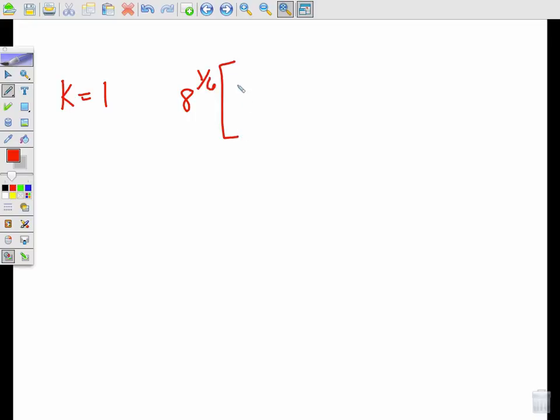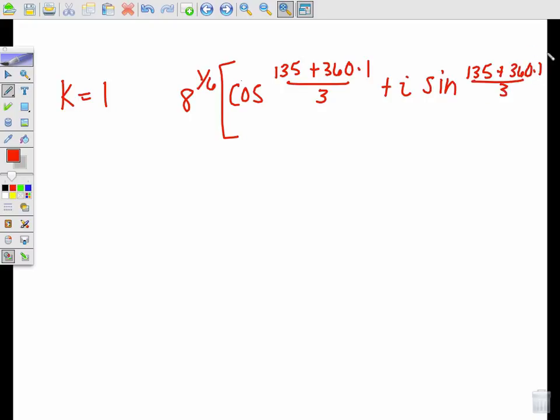So now we're looking at when k is equal to 1. So we've got, again, 8 to the 1/6 power, cosine of 135 plus 360 times 1 all over 3, plus i sine of 135 plus 360 times 1 all over 3. As you go to evaluate that, you're going to figure out your angle and divide by 3, and then find the cosine and distribute the 8 to the 1/6. Go ahead and pause the video and also find when k is equal to 2, and that'll give you the rest of your solutions.